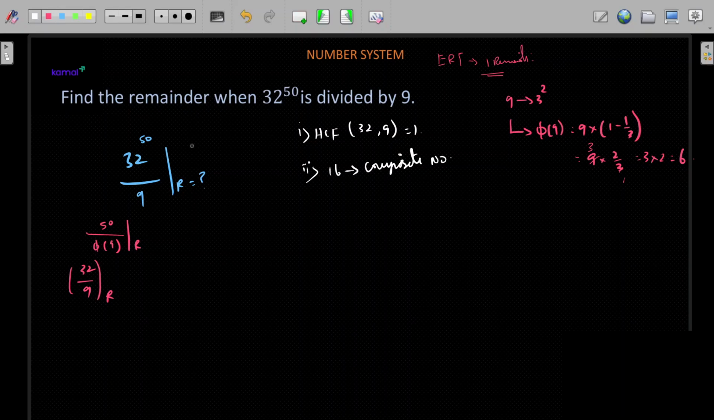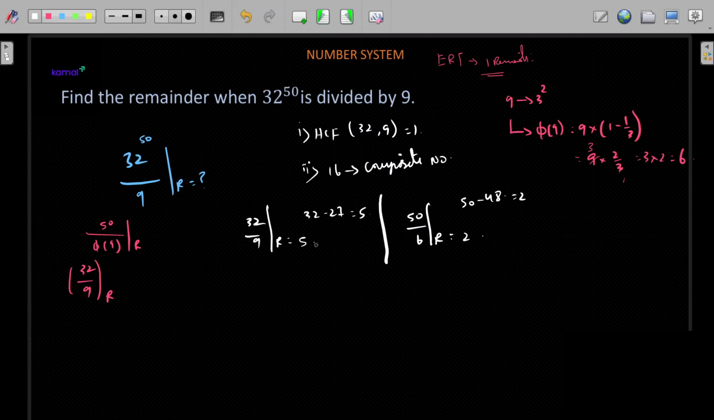So what I'm going to do is find the remainders individually. First, 32 by 9. What is my remainder? The highest multiple of 9 which is less than 32 is 9 threes are 27. So 32 minus 27, my difference is 5. So my remainder is 5. And then 50 by 6. What will be my remainder? Because 6 is the Euler totient number for 9, which is phi of 9. So the highest multiple of 6 which is less than 50 is 48. So 50 minus 48 is 2. So the difference is 2. My remainder is 2.